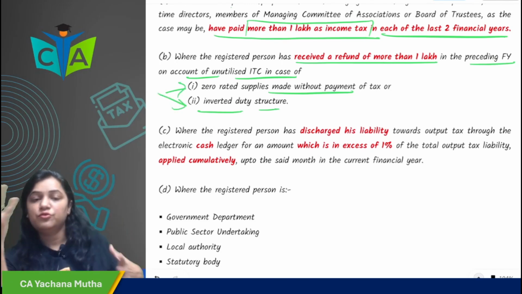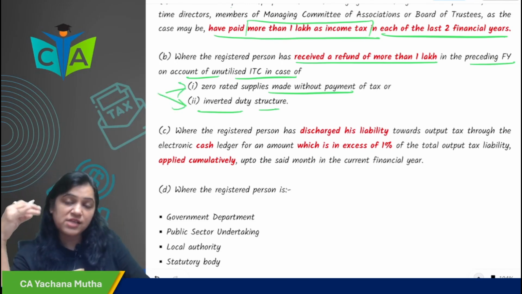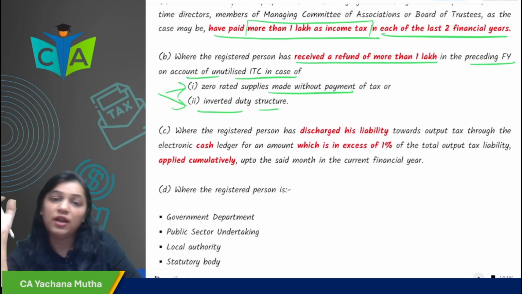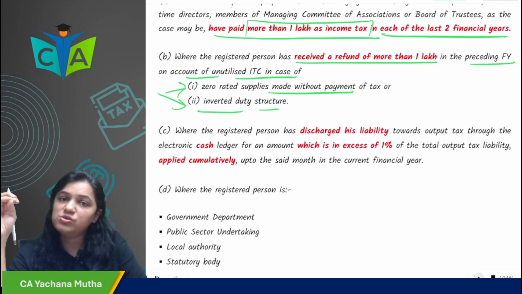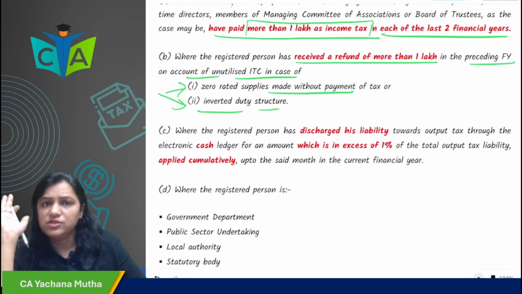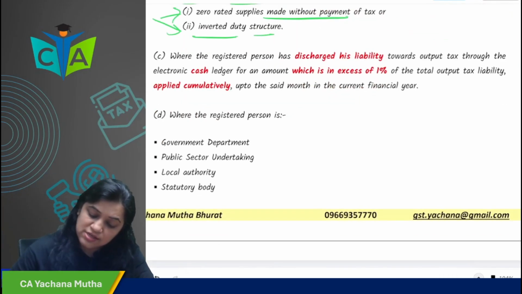In these two cases, if you receive a refund of unutilized ITC of more than 1 lakh in the last year, in that case also the restriction will not be applicable. That means you can use 100% of your electronic credit ledger in this case.